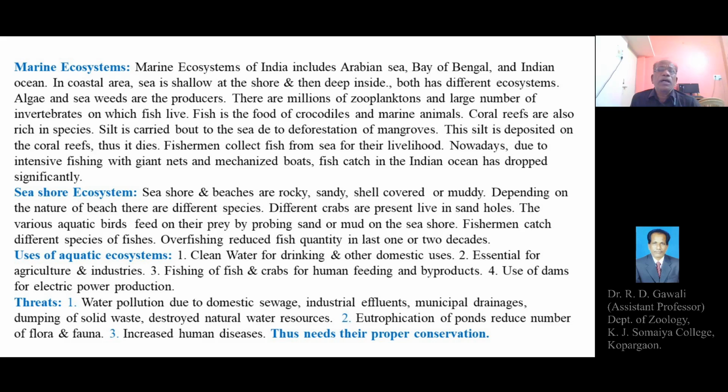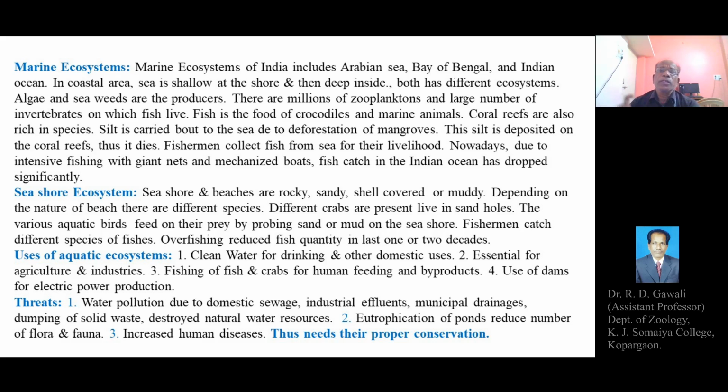Then coral reefs are also rich in species. Silt is carried out to the sea due to deforestation of the mangroves. So silt, that is soil material, can pass from the terrestrial zone into the seawater due to the deforestation or cutting of the mangroves. The silt is deposited on the coral reefs and thus they die.